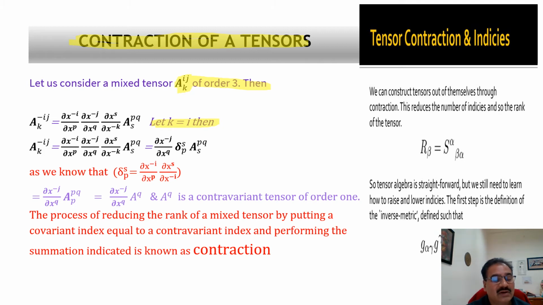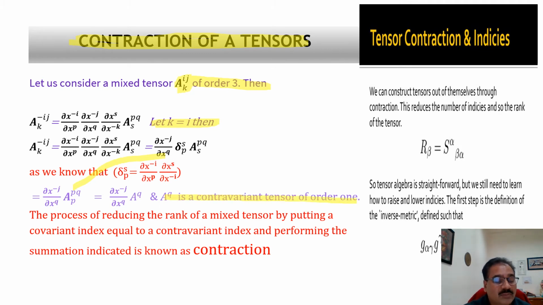This is also a mixed tensor. So we know that since δ^p_s is this, this equation may be termed with the property ∂x̄^j/∂x^q A^p_{pq}... Why? Because we have taken k equal to i, and with the property of the Kronecker delta, you may write this quantity like this. It means ∂x̄^j/∂x^q A^q. And A^q, you know, is a contravariant tensor of order 1.